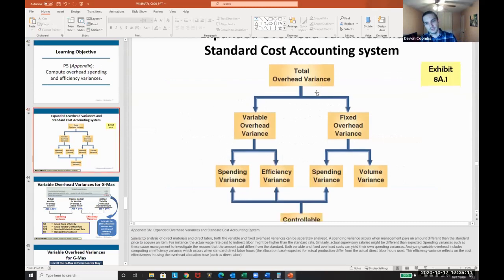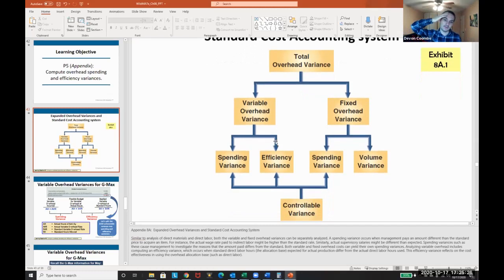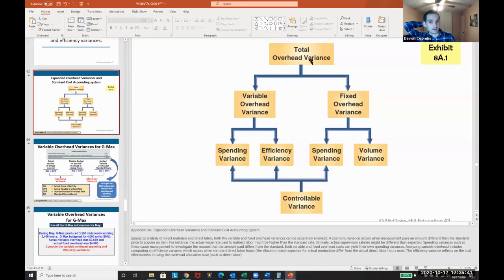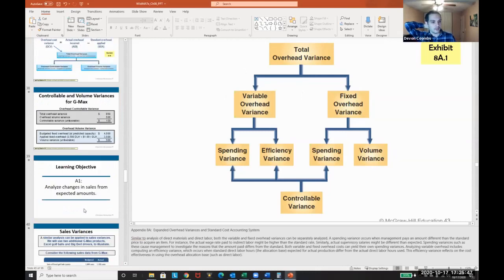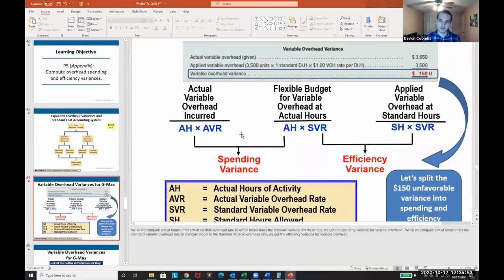So total overhead variances, we talked about the budgeting problems before, but now we're going to talk about what if we expanded the total overhead variance to think about variable overhead variances and fixed overhead variances. This is just a different way to think about the variances. We've talked about controllable variances versus non-controllable. Previously we talked about the fixed overhead variances, and of those, the volume and the spending. But today in this section, we're going to be talking about the variable and fixed overhead, if we were to break it out by that component.